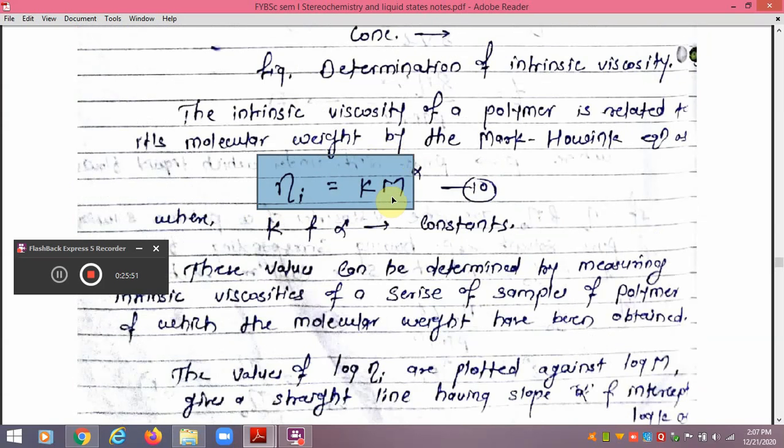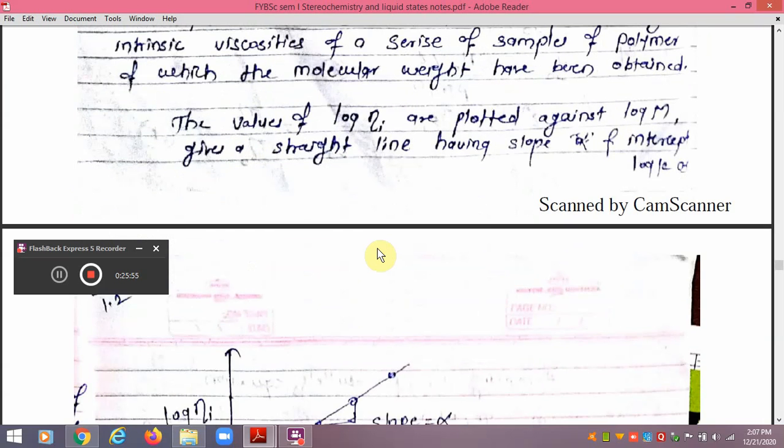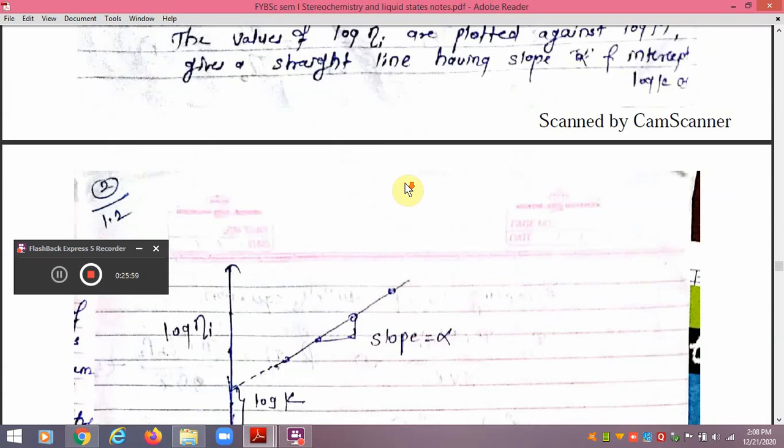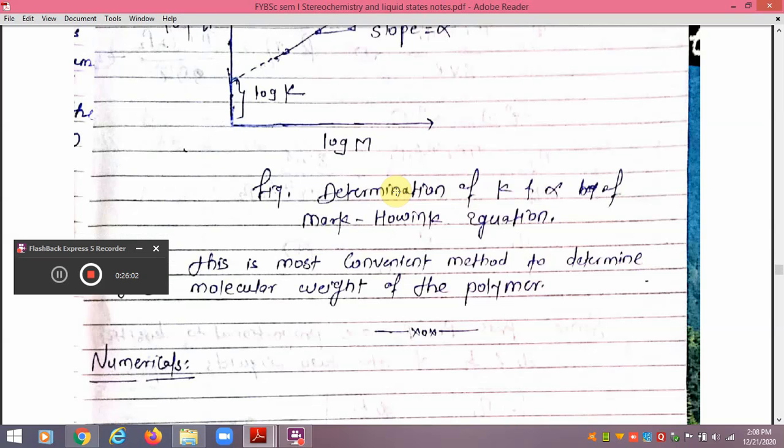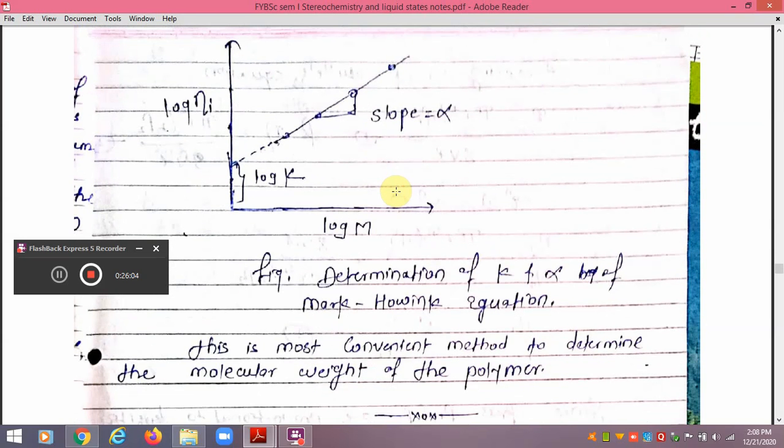So dear friends, in this way we have discussed two important physical properties of the liquid state. One is called viscosity and the other is called surface tension. At the same time we have discussed how these can be calculated with the help of a particular experimental method. So this is the important thing.